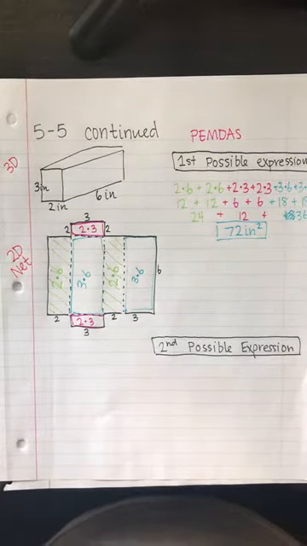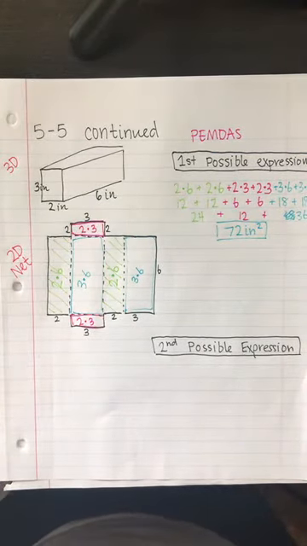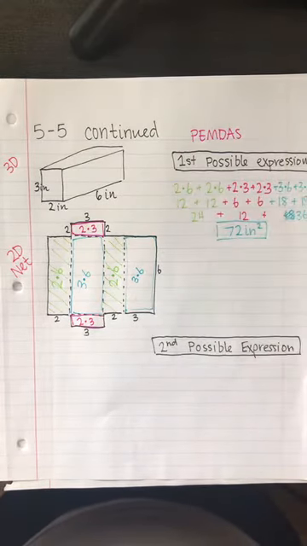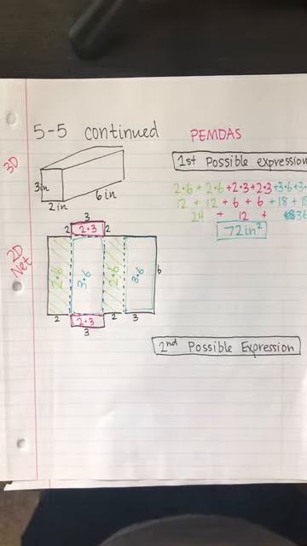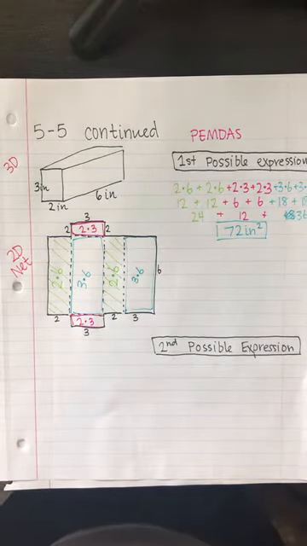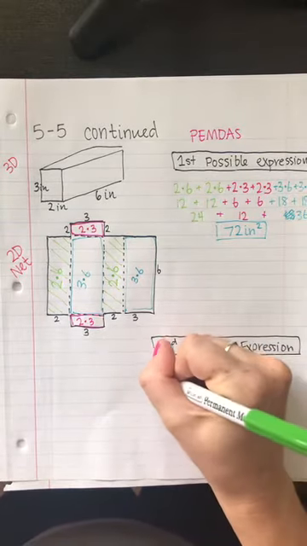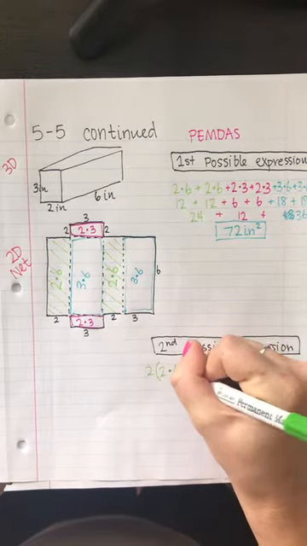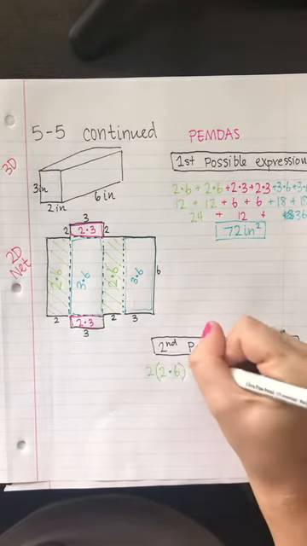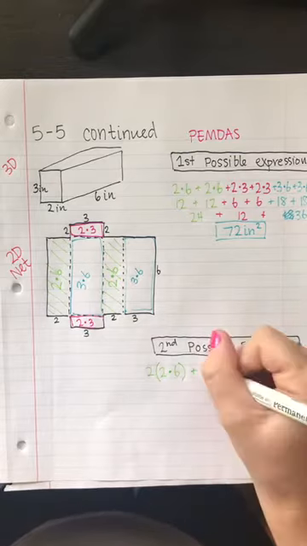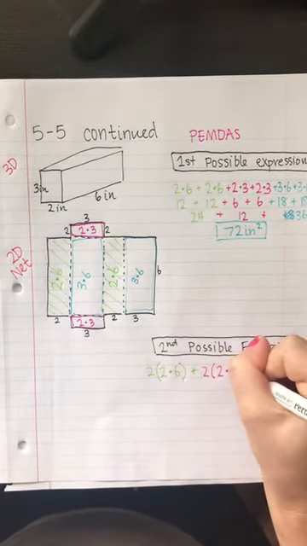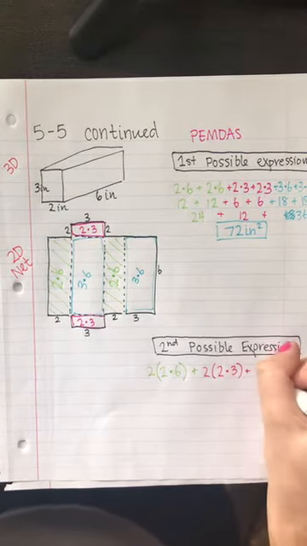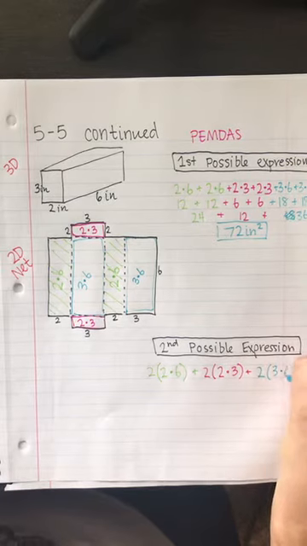Okay, so here's another expression for these. You can do it as addition, or we have 2 of each of these, so in this case, these ones can be multiplied by 2. So another one that we could do is 2 times 2 times 6. Plus 2 times 2 times 3 plus 2 times 3 times 6.